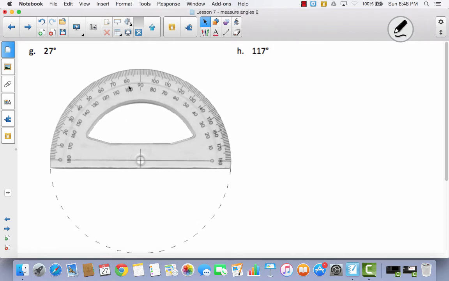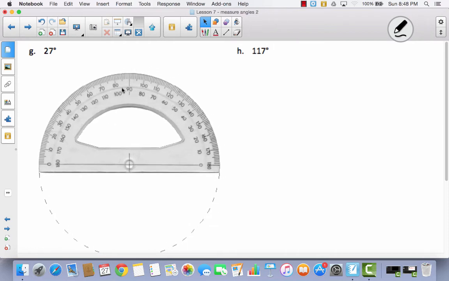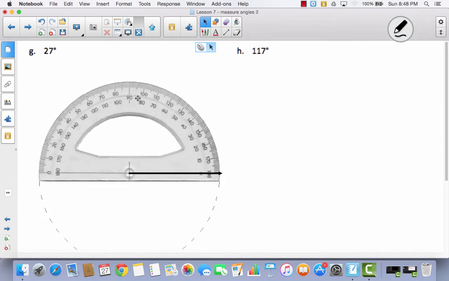So if you want to pause the video and try to draw yours and see if yours looks like mine, we'll see if you can draw 27 degrees all by yourself. All right, so what you're going to do is start again with your ray. It doesn't matter which way you have yours open. I'm going to have mine open this way, and then I'm going to reposition my protractor so that it's sitting right on the vertex, and I'm going to go up 27 degrees.